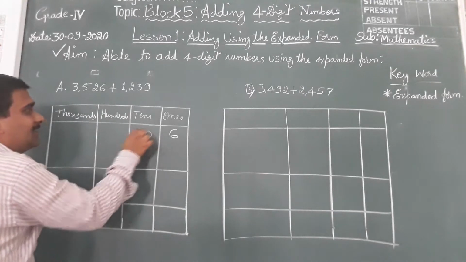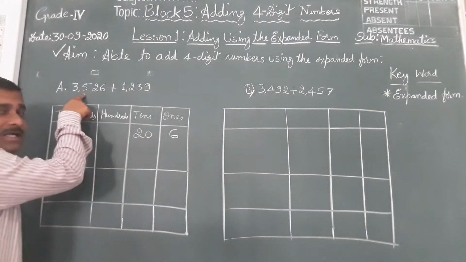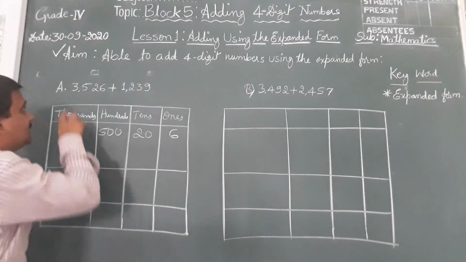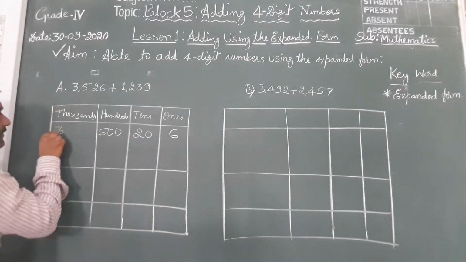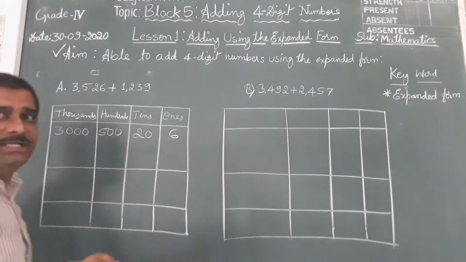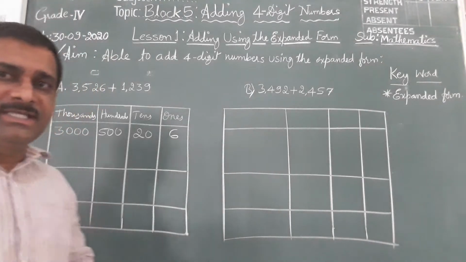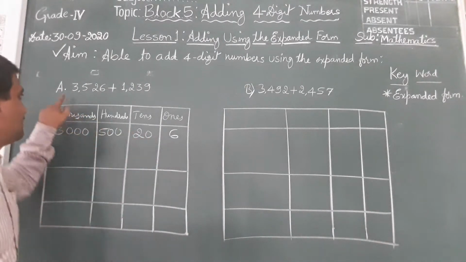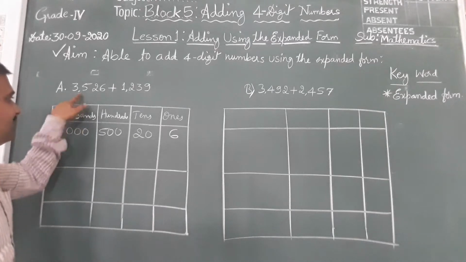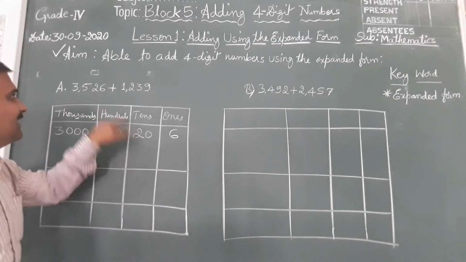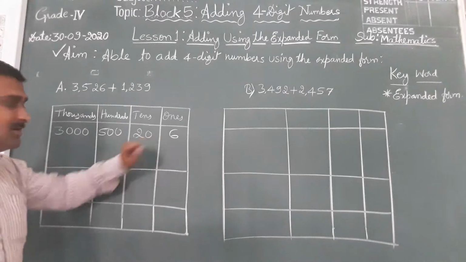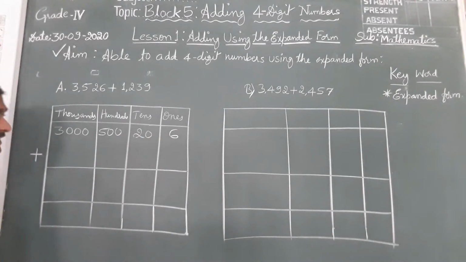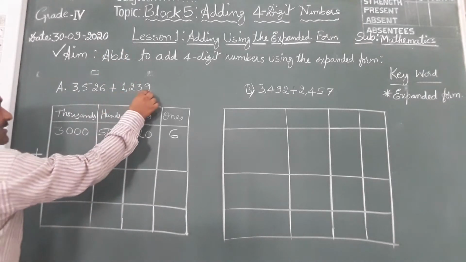20. 500. 3000. See children, this is called expanding numbers. Simple. 3000, write 3000. 500, 500. 20, 26, 6. What are we doing? Adding. We are adding.